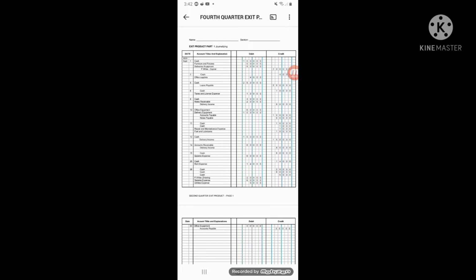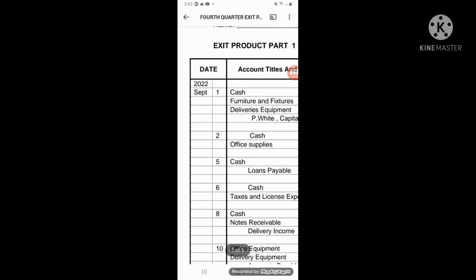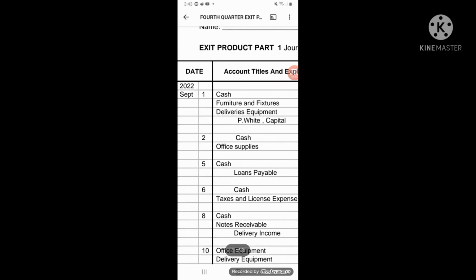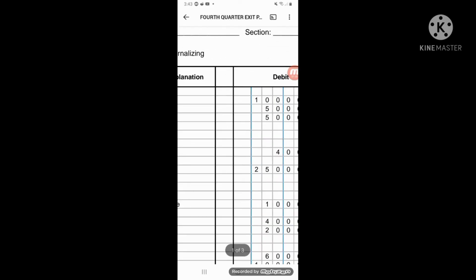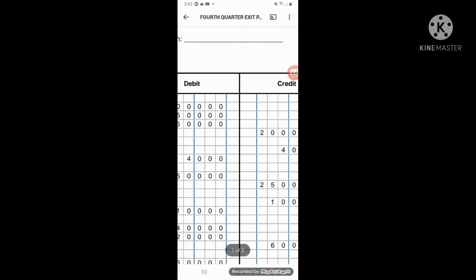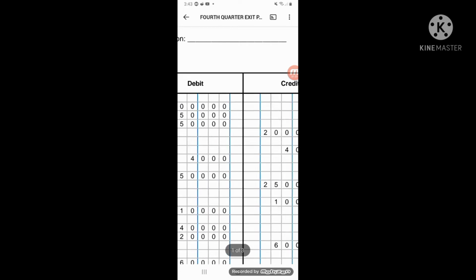Journalizing. Entering transaction data in the journal is known as journalizing. Separate entries are made for each transaction. A complete entry consists of, first, the date of the transaction, which is here. Second, the account or accounts and amounts that are debited and credited. And third is a brief explanation, which consists of only 5 words max. So here.